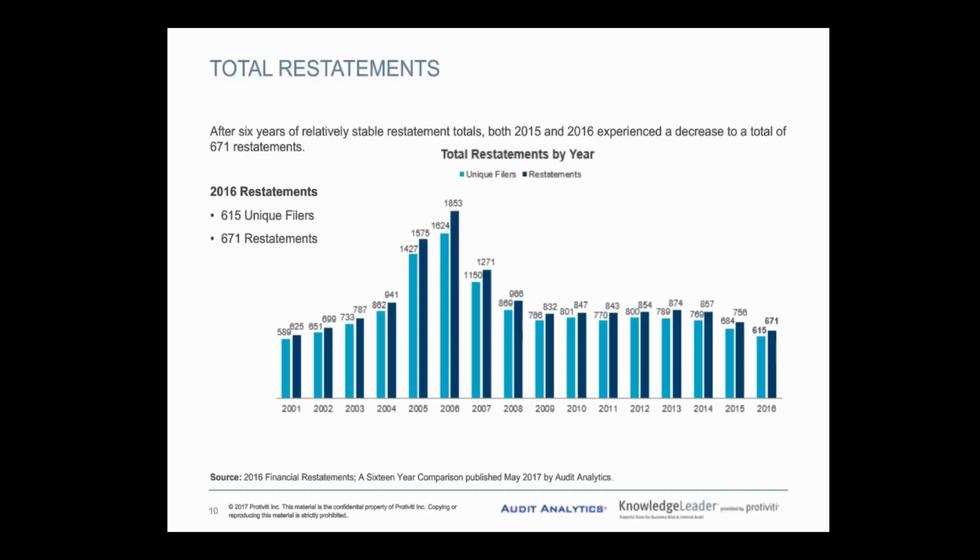Really, since then, it's been a fairly substantial drop. The last 6 years or so of restatements have been relatively stable, with 2015 and 2016 both experiencing decreases and bottoming out in 2016 with 671 restatements by 615 unique filers.